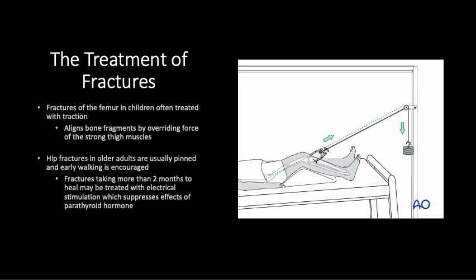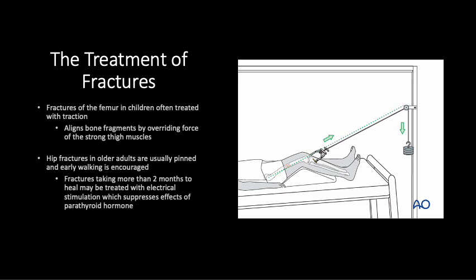Usually hip fractures in older adults are pinned, and they're usually encouraged to walk within hours of surgery. If you have a hip fracture and you have surgery, you're on your feet 2 hours after you wake up. They want you moving. If it takes more than 2 months to heal, they can do electrical stimulation or suppress effects of parathyroid hormone to try to keep the bone softer. It just depends on what's happening.